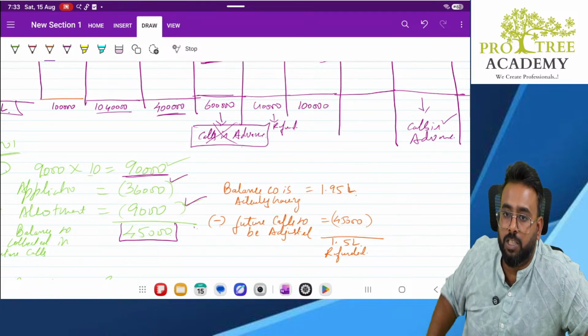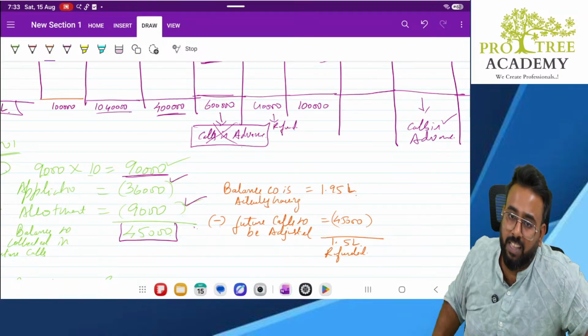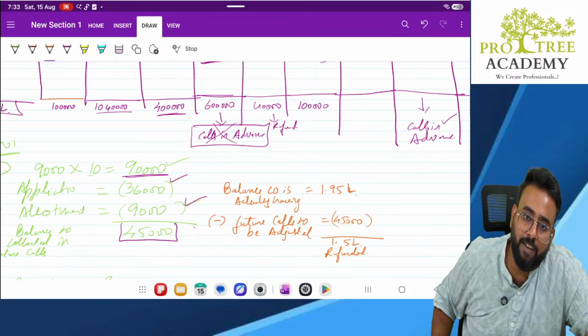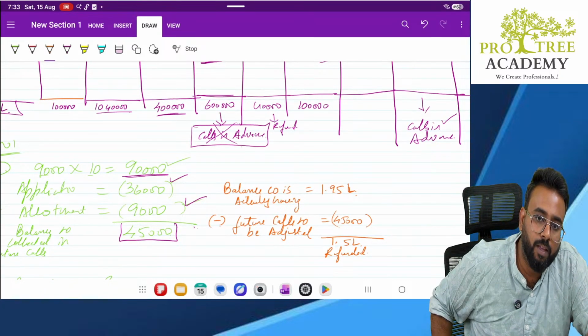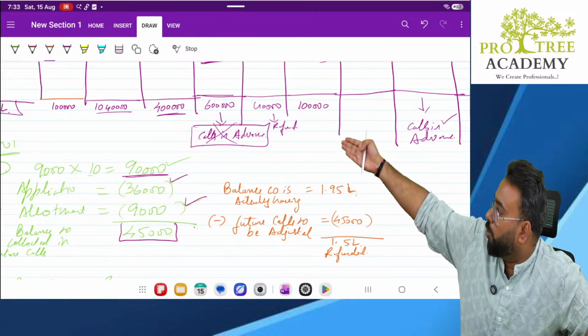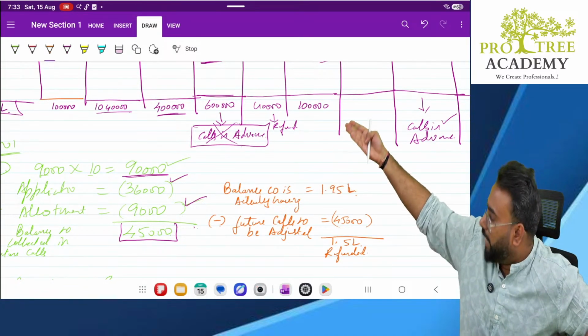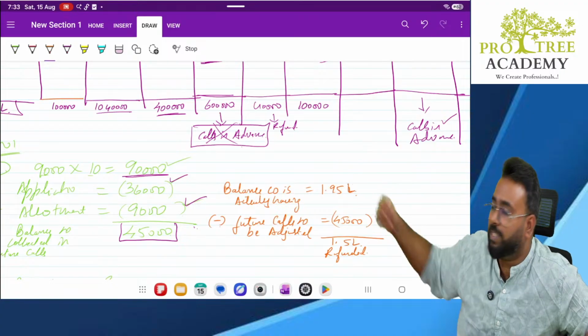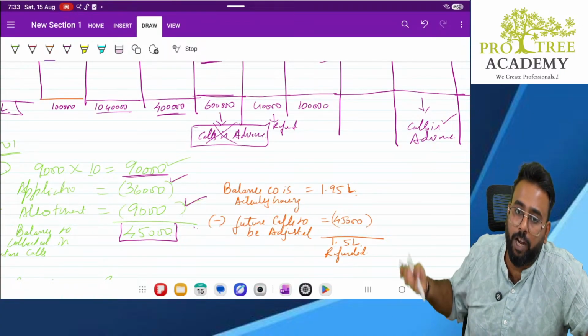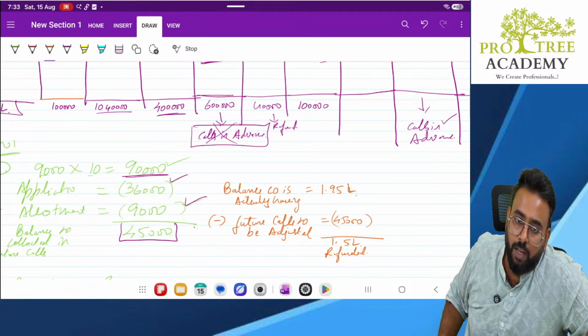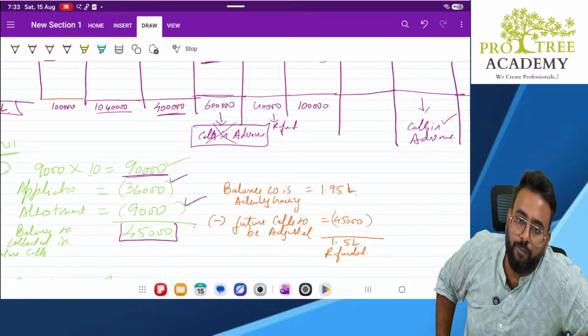You can't allot shares to that. How much can you allot shares to? 45,000, because you have allotted only 9,000 shares. That excess money of 1.95 lakhs has to be refunded. Correct or no? Why? Because out of 1.95 lakhs, 45,000 is for future. Okay, adjust that. After adjusting, how much excess are you having? 1.5 lakh. What will you do with that 1.5 lakh? You have not allotted any shares for that 1.5 lakhs.